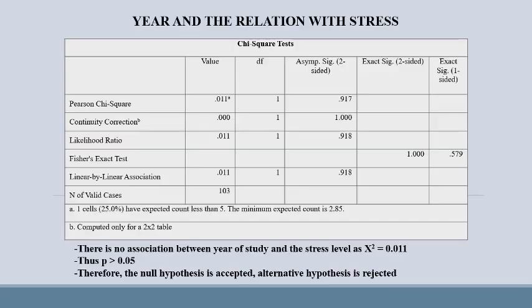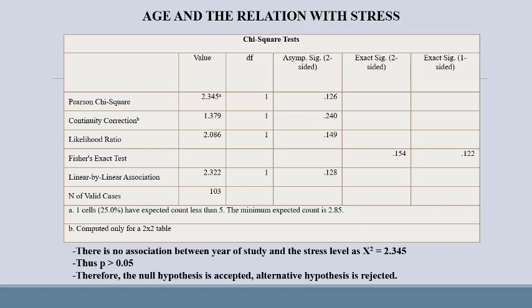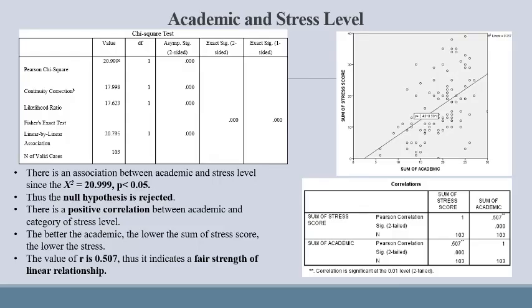For the relation between year of study and stress, there is no association between year of study and the stress level, as our Pearson chi-square was 0.011, thus p-value more than 0.05. Therefore, the null hypothesis is accepted, alternative hypothesis is rejected. According to our findings, between age and stress, there is no association between age and the stress level, as Pearson chi-square was 2.345, thus p-value more than 0.05. Therefore, the null hypothesis is accepted, alternative hypothesis is rejected.